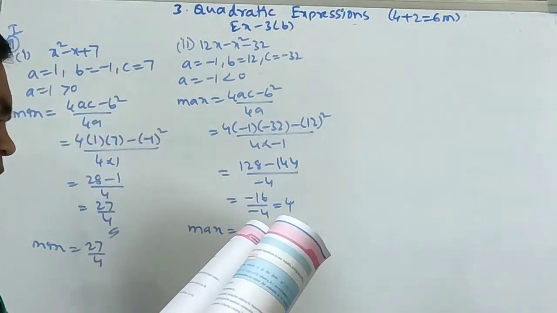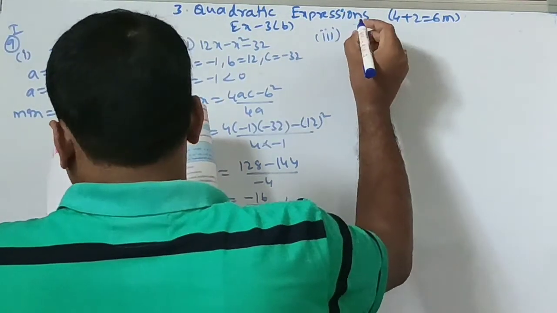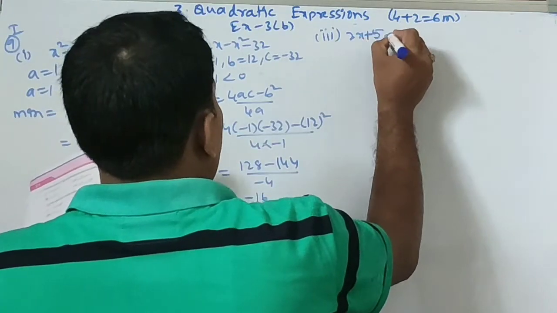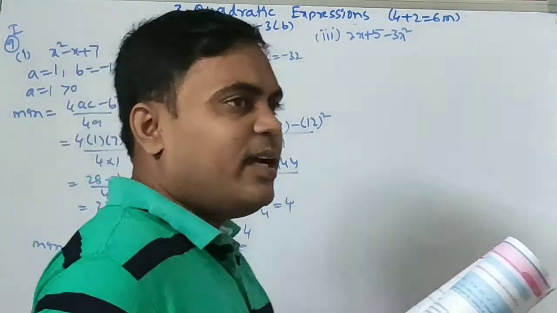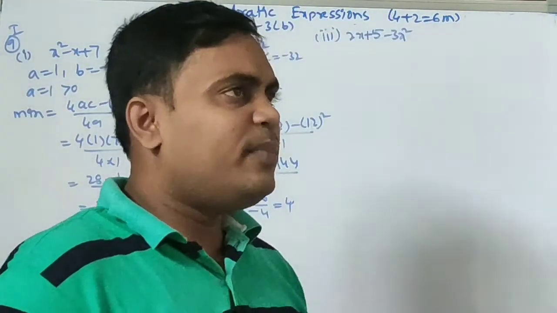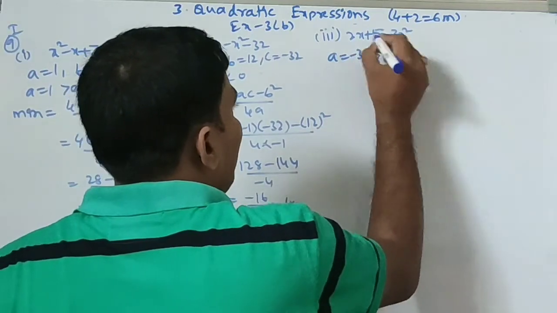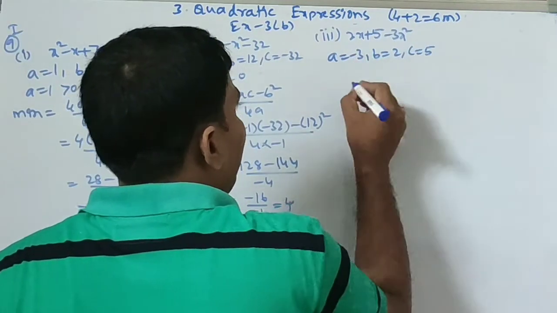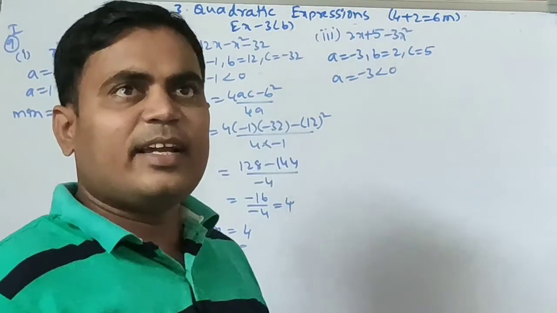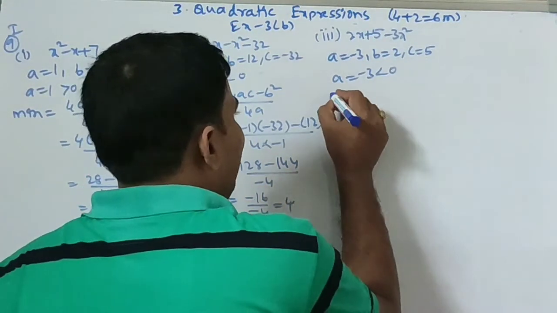Next, the third one. The third one is 2x plus 5 minus 3x square. So this is the third expression. Compare with ax square plus bx plus c. a equal to minus 3, b equal to plus 2, c equal to 5. a equal to minus 3, which is less than 0. Since a is negative, the expression contains a maximum value.